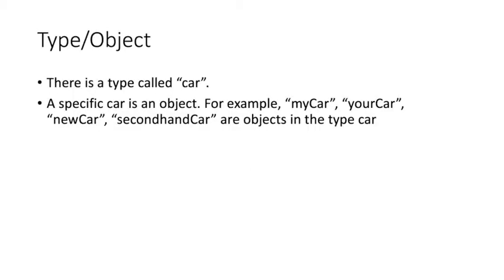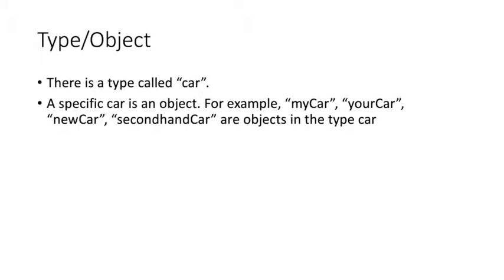First of all, let's talk about the difference between type and object. The type is a sum of objects with similar characteristics, and an object is a specific item described by a type. In Java, a class represents the type of objects. For example, car can be a type, and there are three different objects in the type of car, which are my car, new car, and second-hand car.